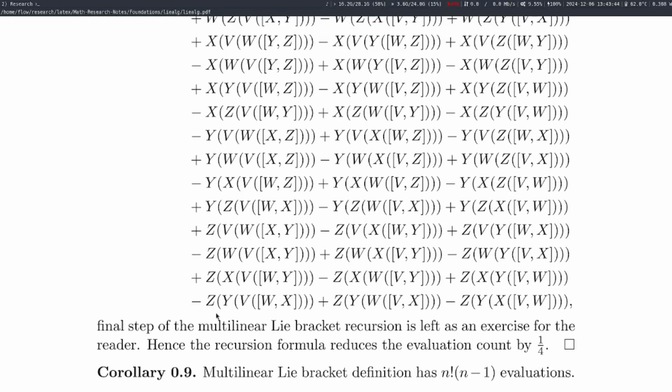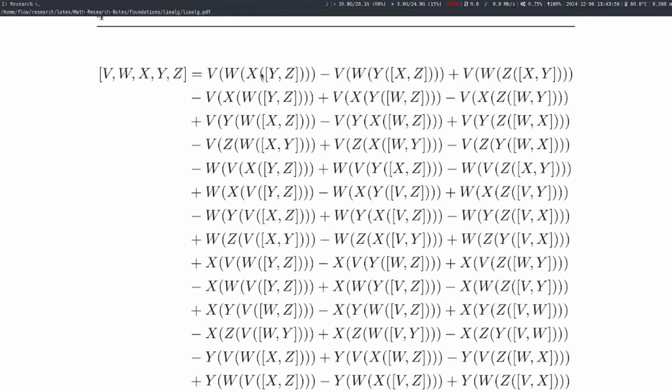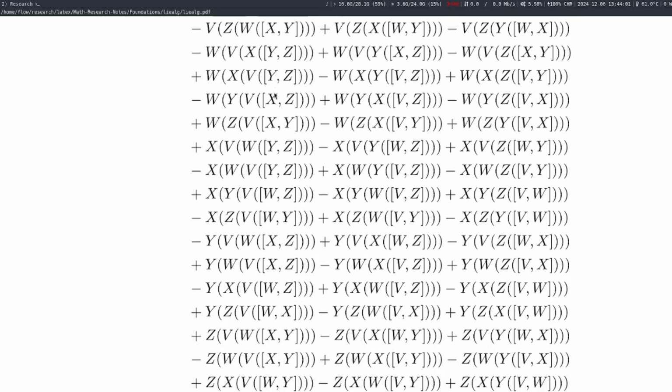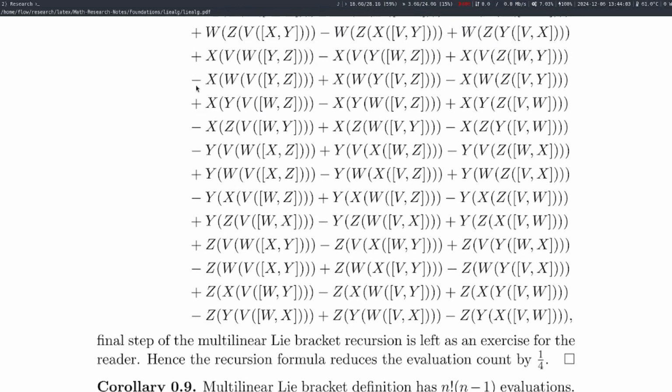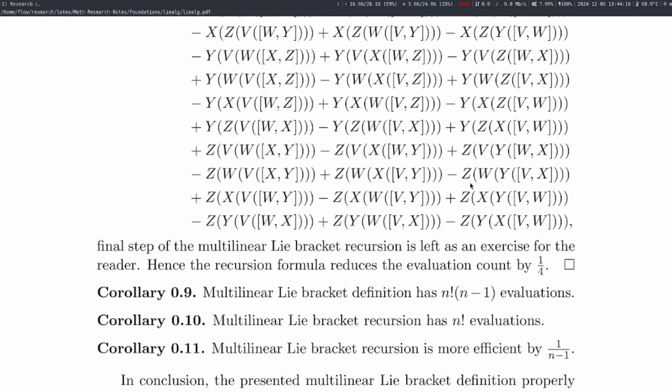So the final step of the multilinear Lie bracket recursion is left as an exercise for the reader. If you wanted, you could expand this even further. There would be twice as many rows if you expand the bilinear bracket here. So we don't have enough space to fit all those on a single page. So we're not going to do it, but we're going to leave this as an exercise for the reader. And as a result, the recursion formula reduces the evaluation count by 1/4.